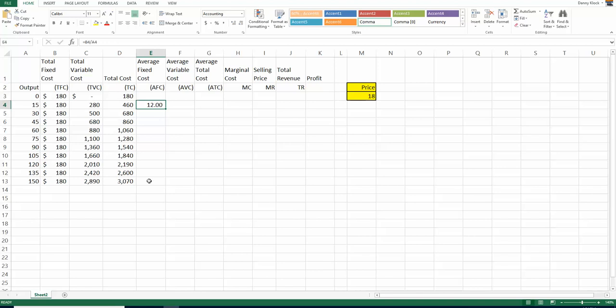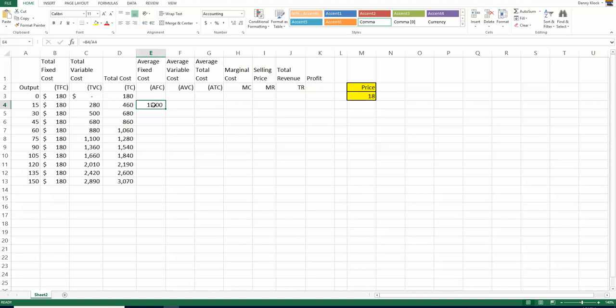Then I could just copy it down and go to the next one in the next column, but I'm going to make my life easier. The average variable cost is going to be this 280 divided by 15. The average total cost is going to be this 460 divided by the 15. So I'm always dividing these two other columns, the ones next to it, by the 15 in column A.